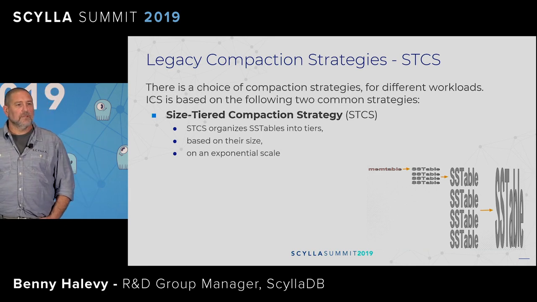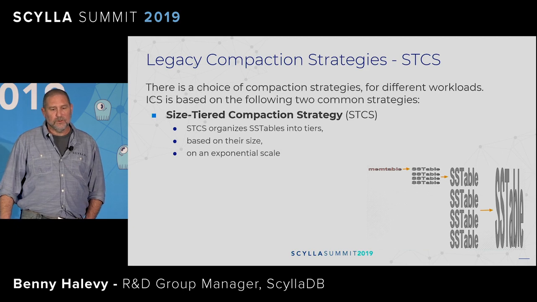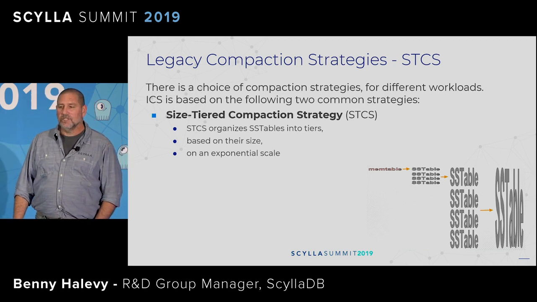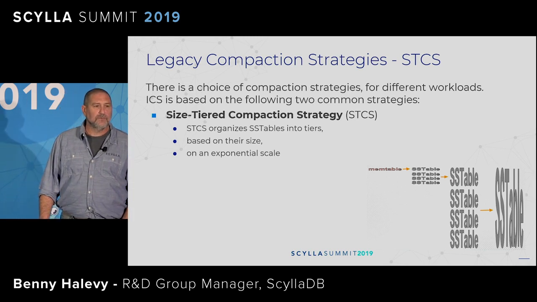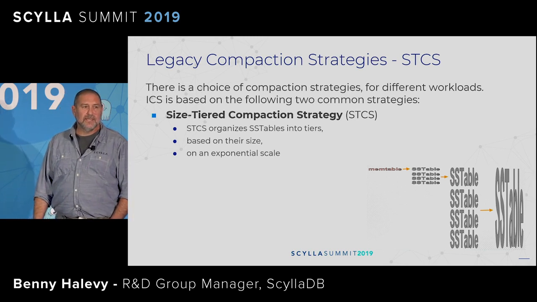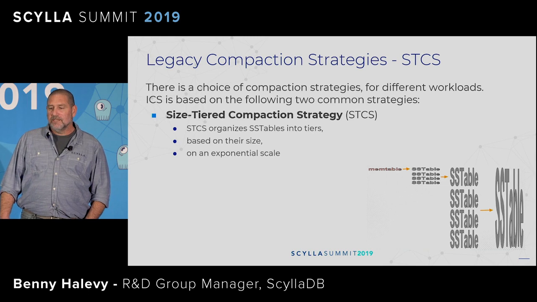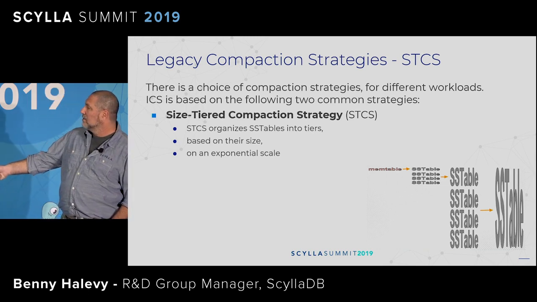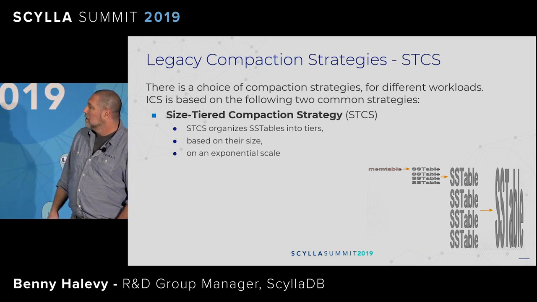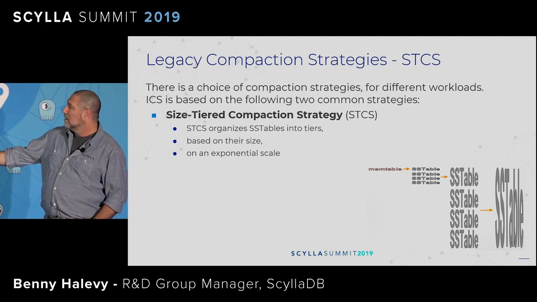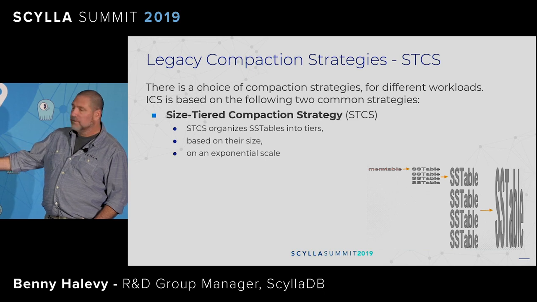Then let's talk about legacy compaction strategies before introducing incremental compaction. The first one, one of the most common compaction strategies, is called size-tiered compaction strategy, or STCS in short. The basics of size-tiered compaction strategy is that it organizes SSTables into tiers. Each tier has exponentially larger SSTables than the previous tier.